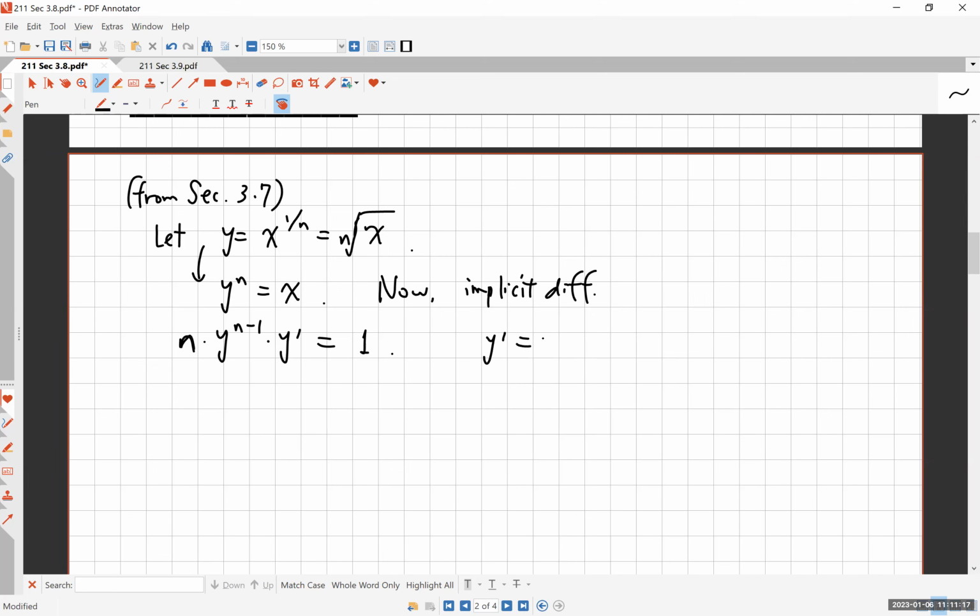Now, y prime is easily computed, okay? Because all you have to do is divide both sides by n times y to the n minus 1. Now, you can write this as 1 over n, and then y to the what? Well, it's negative (n minus 1), right? And so what is that? That's 1 over n, and then y to the, and you can distribute the negative sign, it's 1 minus n.